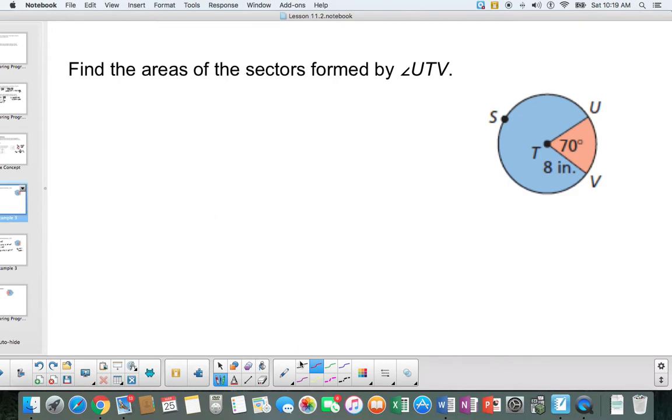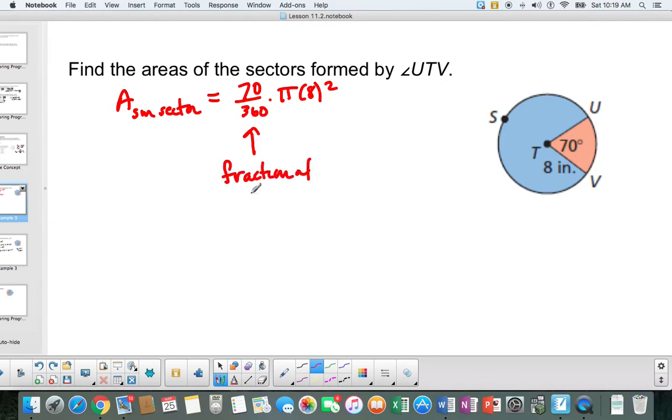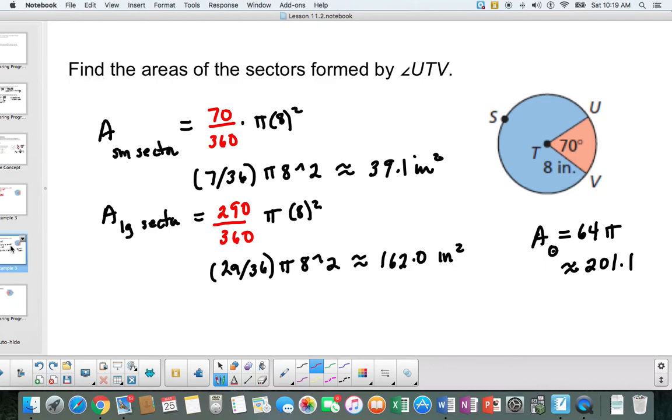So on the small sector, if we go back to what we were doing at the beginning, I just want 70 out of the 360 times pi r squared. So this is the fractional amount. How much of the circle do I want? And then times the whole circle. Now the next slide will show you all my work.